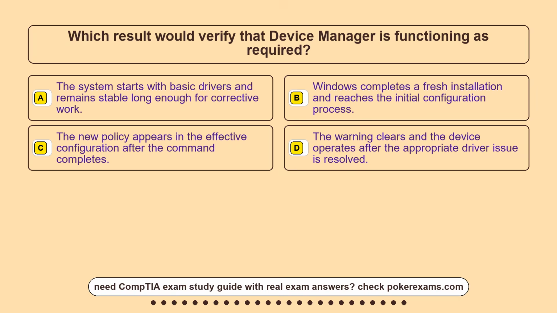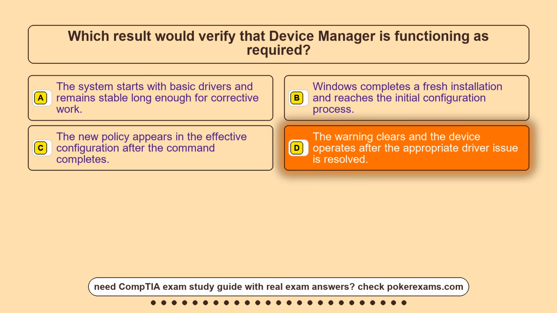Question 19. Which result would verify that Device Manager is functioning as required? Option A. The system starts with basic drivers and remains stable long enough for corrective work. Option B. A Windows completes a fresh installation and reaches the initial configuration process. Option C. The new policy appears in the effective configuration after the command completes. Option D. The warning clears and the device operates after the appropriate driver issue is resolved. The correct answer is option D.